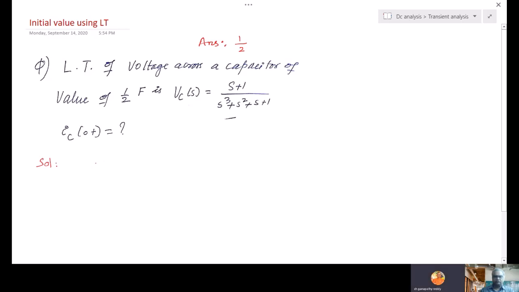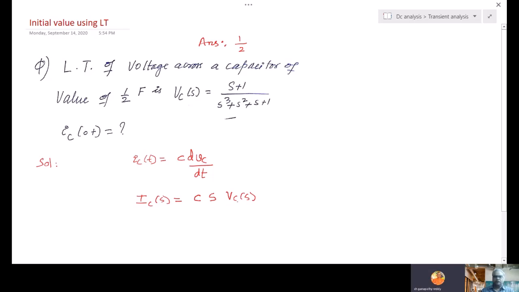Using initial value theorem, using our IC of t. First, let us do this. IC of t is equal to C dVc by dt. So, what is Laplace transform? IC of s is equal to C into S into Vc of s. So, initial values anyway 0.